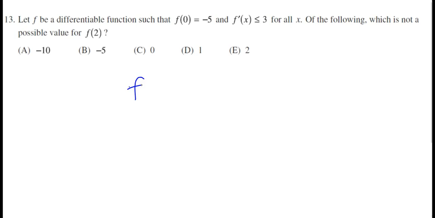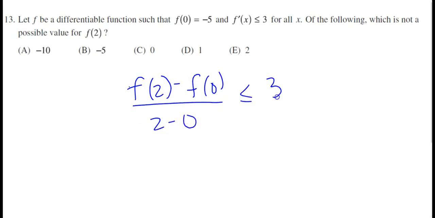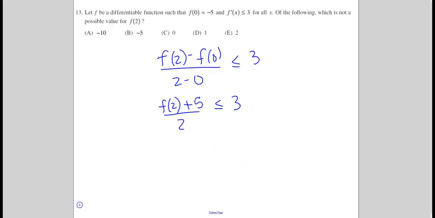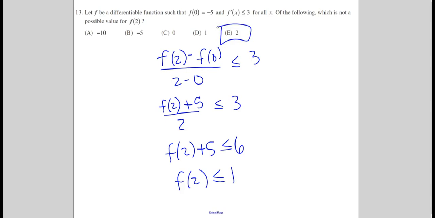So let's set up the conclusion of MVT. f of 2 minus f of 0 all over 2 minus 0 always has to be less than or equal to 3. f of 2 is what I'm looking for. f of 0 is given to be negative 5, so minus a negative 5 is plus 5. And now just solve this inequality for f of 2. So go ahead and multiply by 2 and subtract 5. So f of 2 has to be less than or equal to 1, so the only option that doesn't fit there, 2 is not less than or equal to 1.